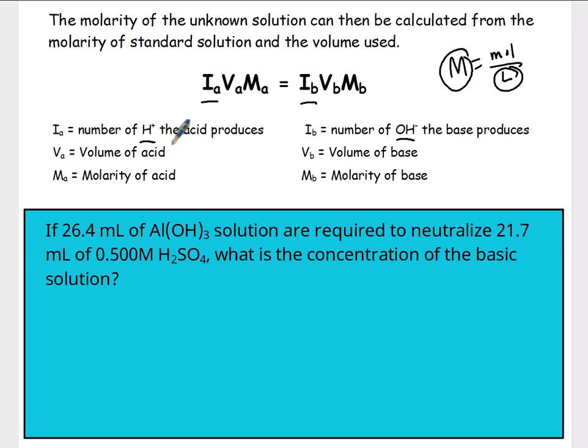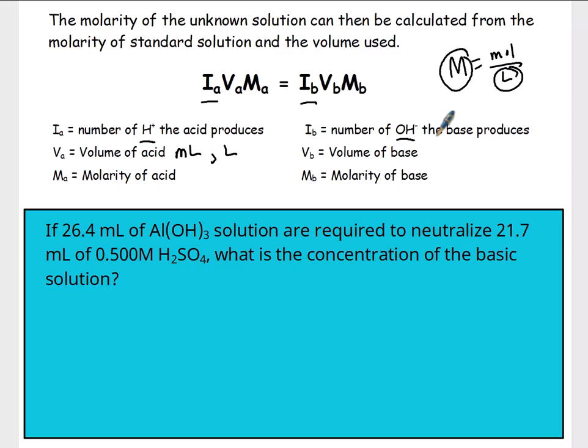So IA is the number of hydrogen ions the acid produces. VA is the volume of the acid. Because this is a modified dilution equation, and because we have volume on both sides, volume can be in milliliters or it could also be in liters. MA is the molarity of our acid. IB is the number of hydroxide ions, VB is the volume of the base, and MB is the molarity of the base.